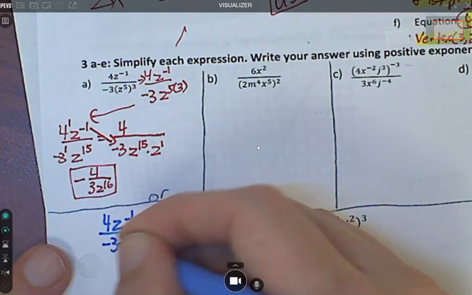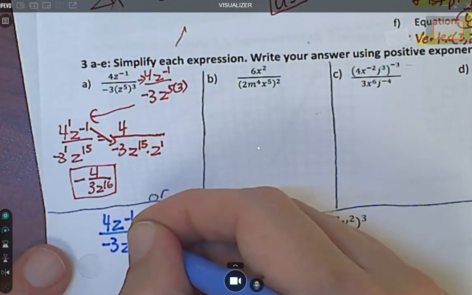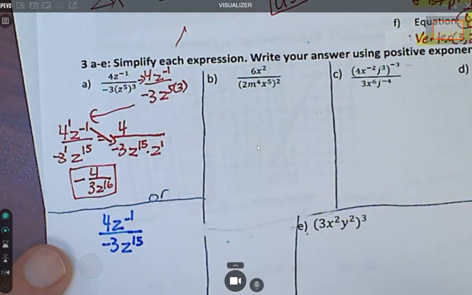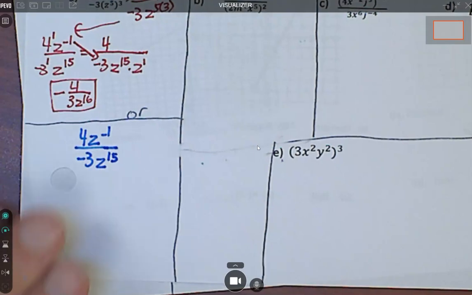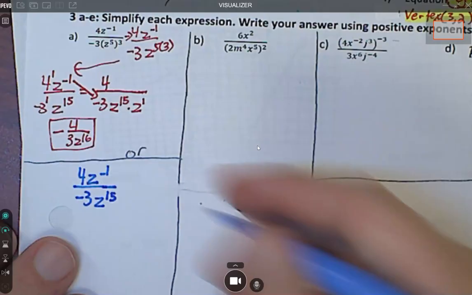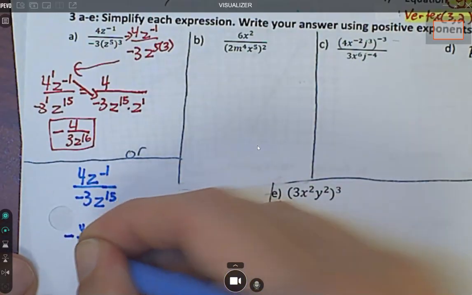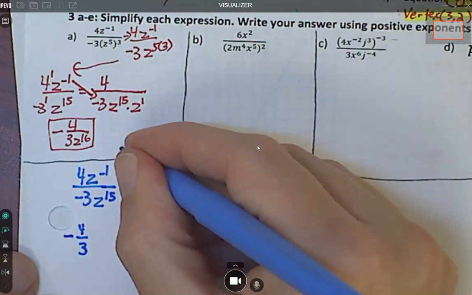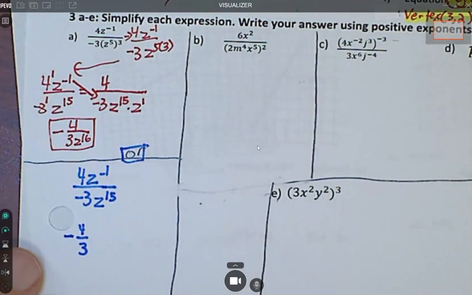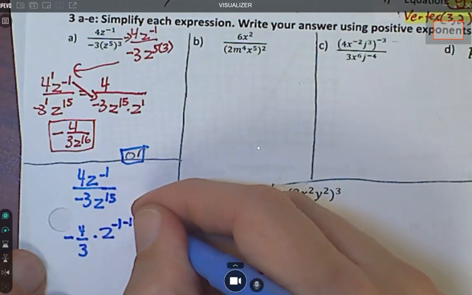Let's say you really get these laws and you do this step. Okay, let's say you're really good at them and you understand multiplication. So you could do negative 4/3. This is OR. And then you could do times z to the negative 1 minus 15.